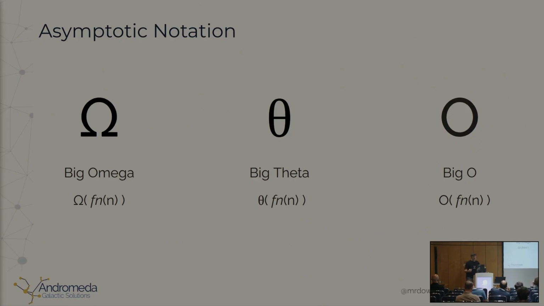You have big theta, which represents the case where the running time is the same in all cases. In other words, there's no difference between the best case scenario and the worst case scenario. There are algorithms like this. They are not all like this. Then you have the big O notation, which is the most common one used in computer science, and this represents the worst case running time.